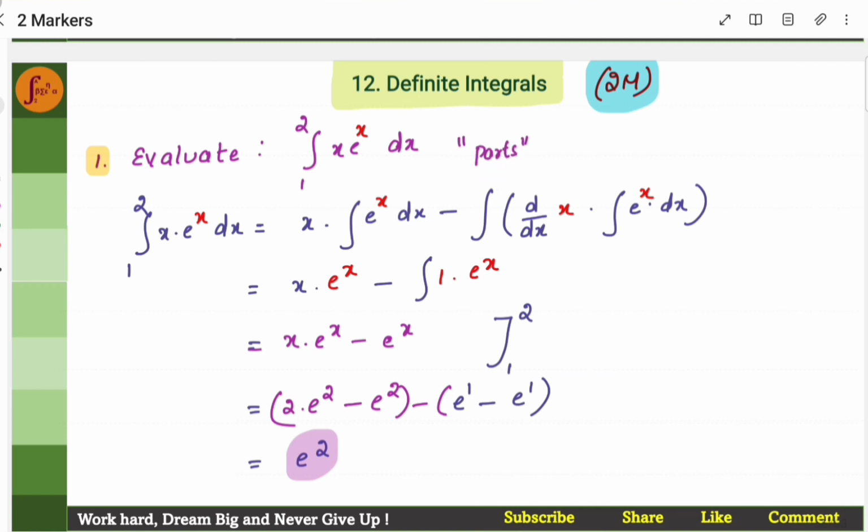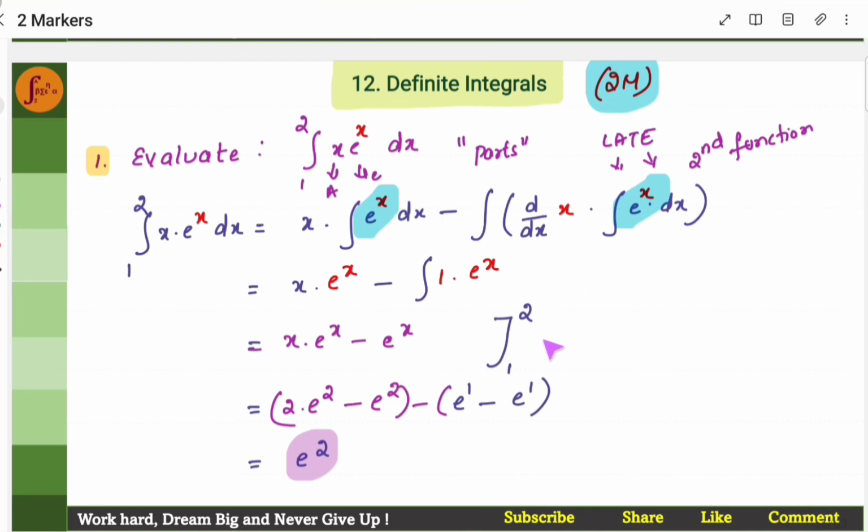Which should be the first function here? You have an algebraic function and an exponential function. E to the power x is exponential, and this is algebraic. So you have to use algebraic first. So x is the first function, and e to the power x is the second function. First function into the integral of the second function minus the integral of the derivative of the first function into the integral of the second function. Always remember, it's the integral of the second function. You can refer to the playlist on integral calculus for more understanding.